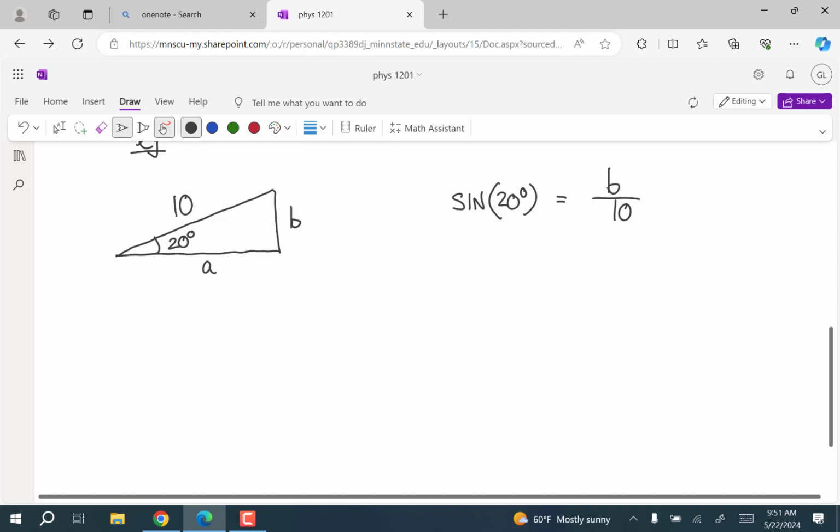If you look it up in your calculator, the sine of 20 degrees is 0.342. And so 0.342 is equal to b over 10. Now it's just algebra to solve for b. And you get that b is equal to 0.342 times 10, or b is equal to 3.42.